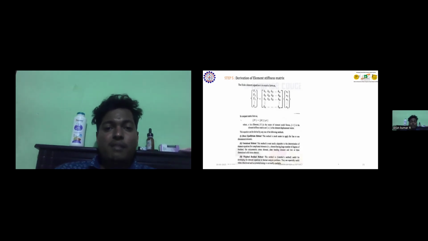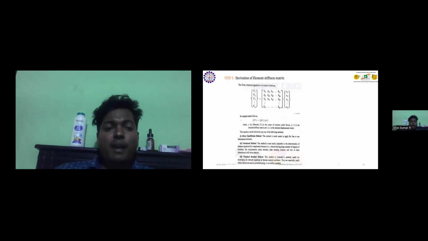So the basic stiffness matrix equation, as I already told you, is AE by L times [1, -1; -1, 1]. Once we find the total stiffness matrix for the respective element, we have to substitute it in the general equation, which is F = K U. F is the force matrix, K is the stiffness matrix, and U is the displacement. So case by case we have to change.